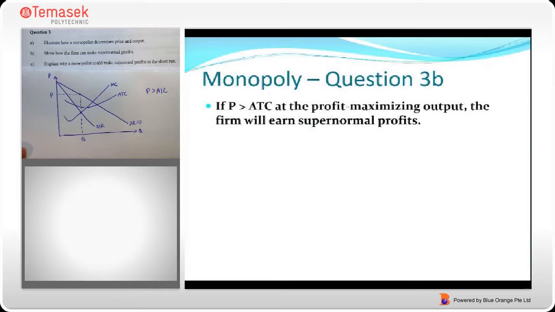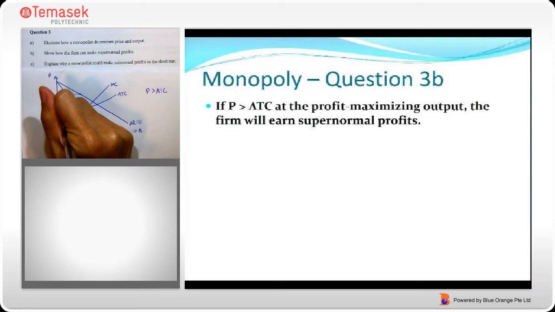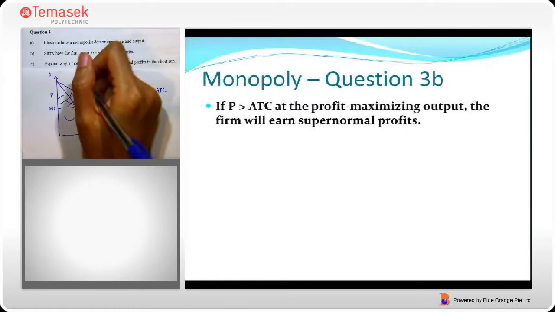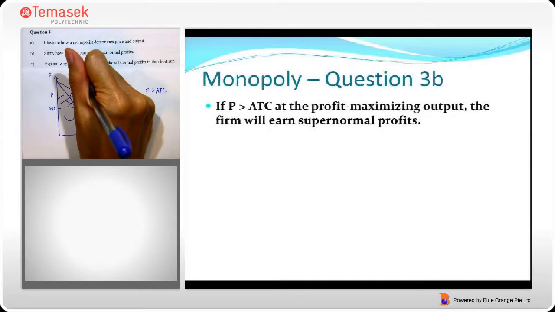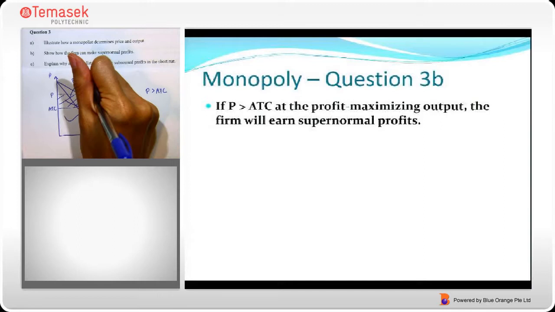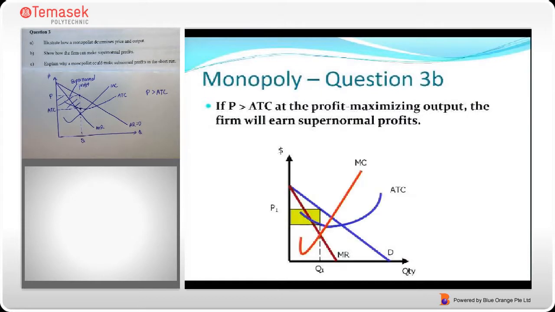In order to get ATC, we need to look at the profit maximizing output. Dot up until you hit your ATC curve. Let's mark that point. And then dot across. And that is our ATC. So the area between price and ATC is our supernormal profit. Let's label it. So that's our answer for question 3b. And the diagram looks like this.